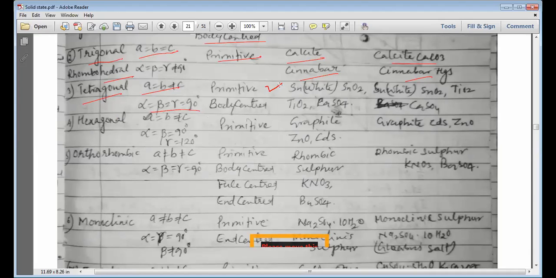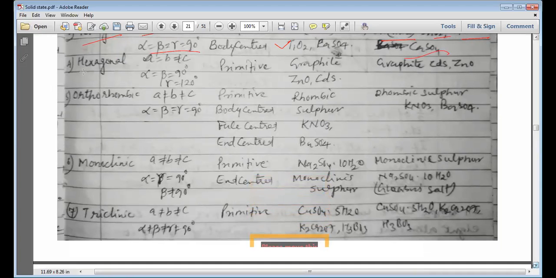This type of unit cell may have the primitive unit cell as well as the body centered unit cell. And we have various examples like white tin, SnO2, TiO2 and calcium sulfate CaSO4. Then we have the hexagonal unit cell, in which a equal to b not equal to c and alpha equal to beta equal to 90 degree, but gamma equal to 120 degree. You have various examples like graphite, zinc oxide and CdS.